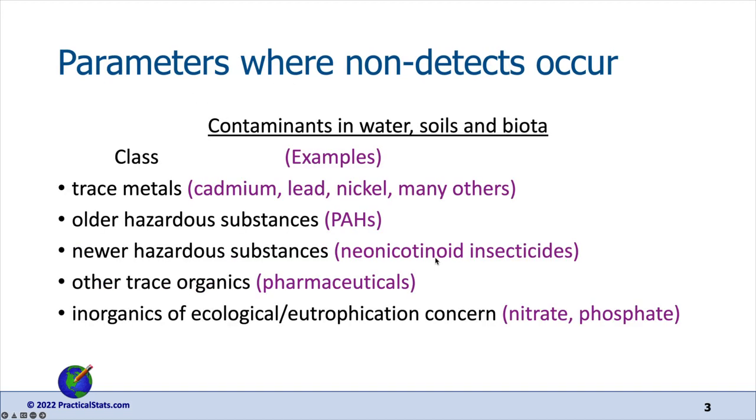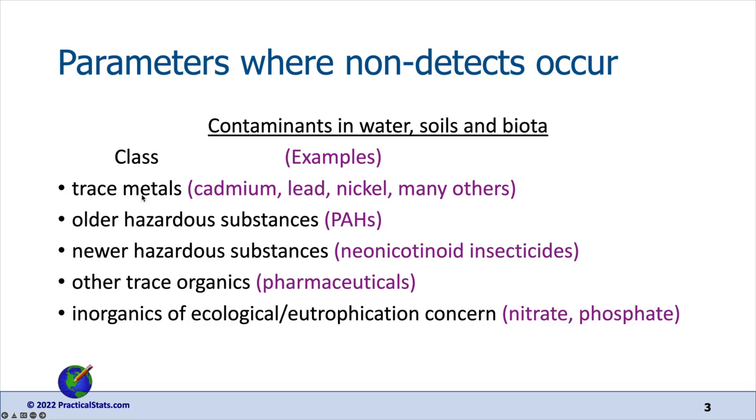Why do we care about these methods when we have nondetects? Because nondetects occur in some of the most important chemical parameters that we measure. Most contaminants that we measure in water, soils, biota have nondetects, because we're interested in things that often occur in trace levels, but those trace levels can be toxic.